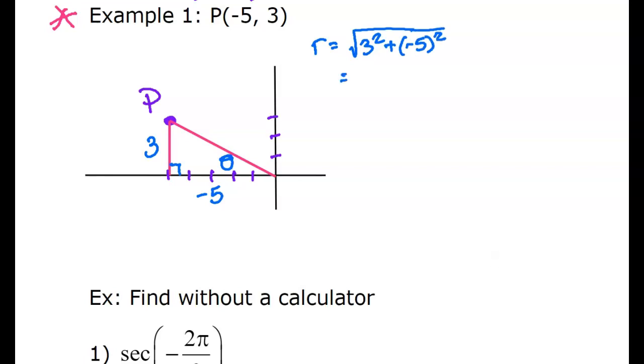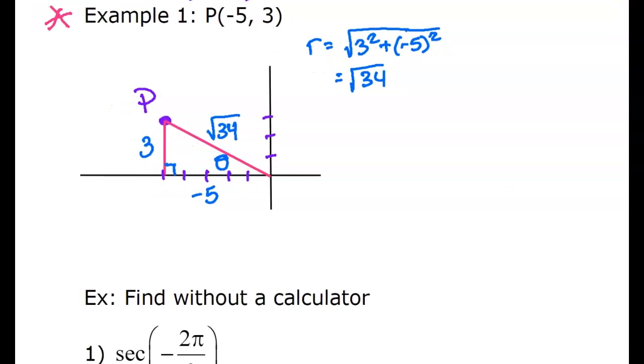C is always equal to the square root of the other two sides squared and added together. So this is 9 plus 25, which is 34. Can the square root of 34 be simplified? No, it cannot, so we just leave it as the square root of 34. Your R value will always be positive. Even though this 5 was negative, it squared and became positive. You'll never have an imaginary number here, is what I'm trying to say.